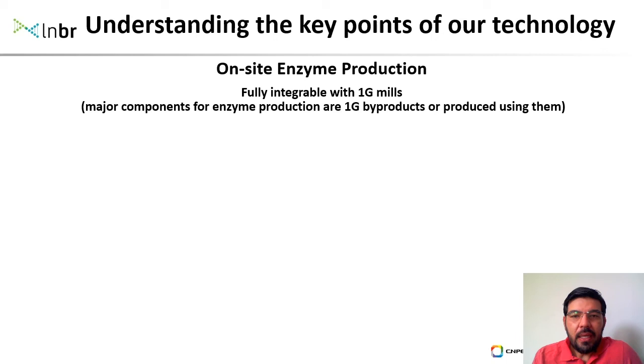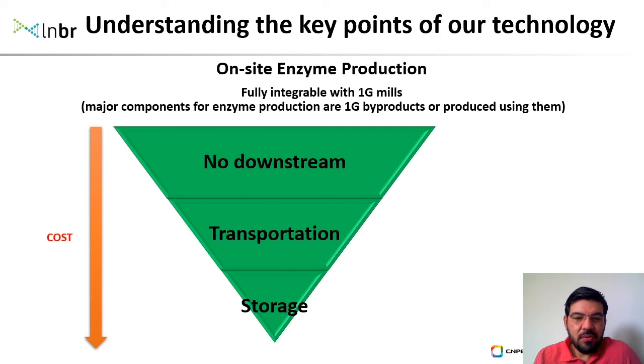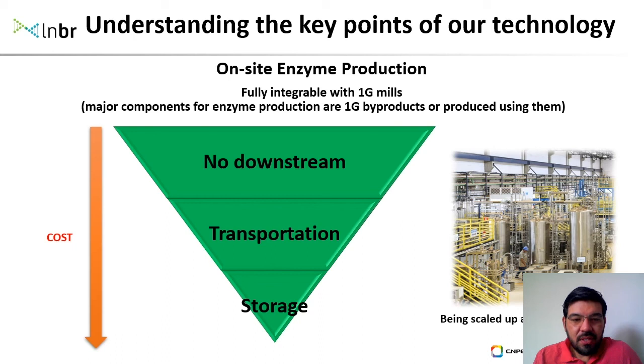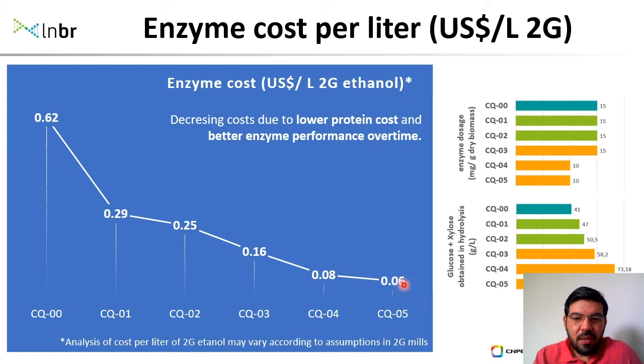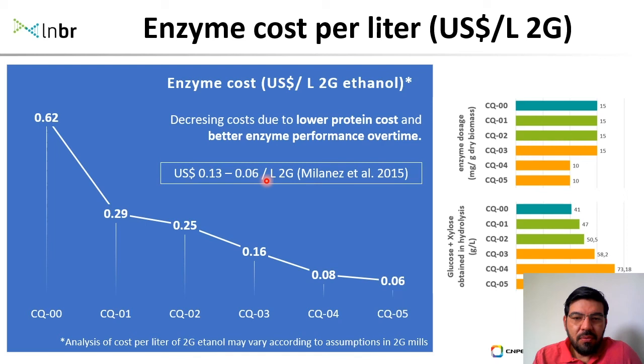And some key points of our technology. First, it can be locally produced. Only by-products of the sugarcane industry can be used to produce this enzyme. It means no downstream, no transportation, no storage, that significantly decrease the cost. And as I said, it is being scaled up in the pilot plant. Regarding the cost, we started here and now we are at a few cents of dollars. That is very near to the low range, according to this publication, indicating it's truly competitive.